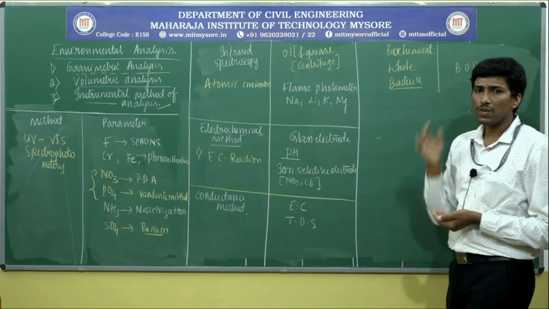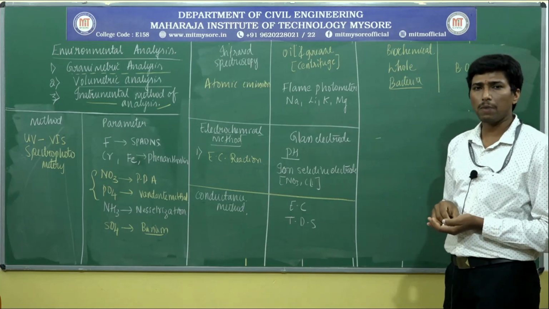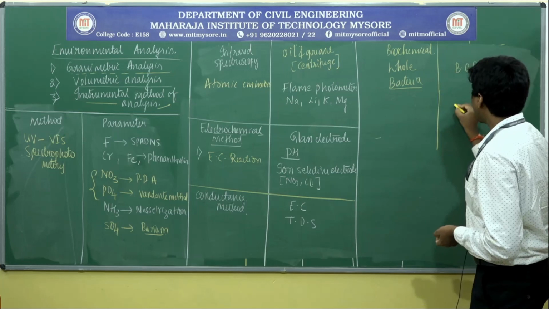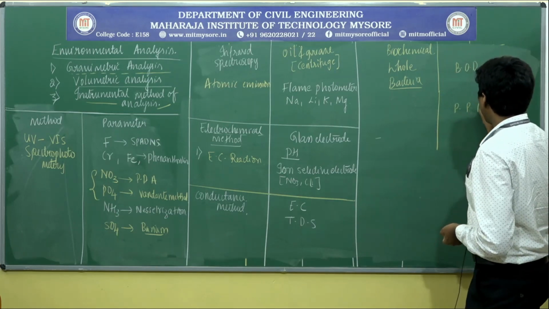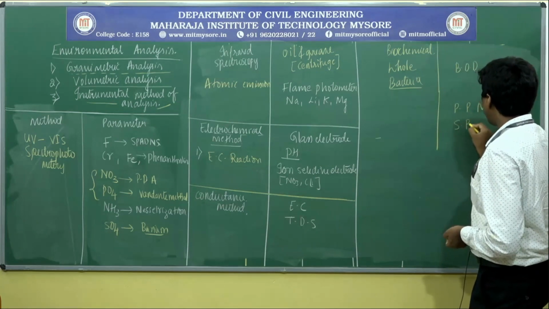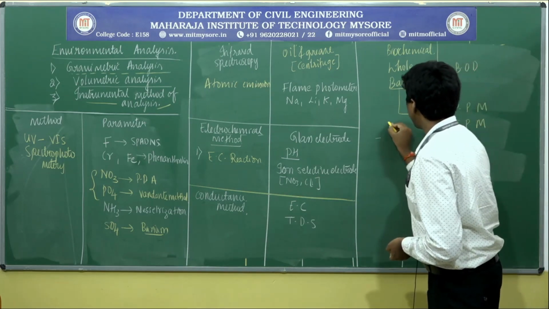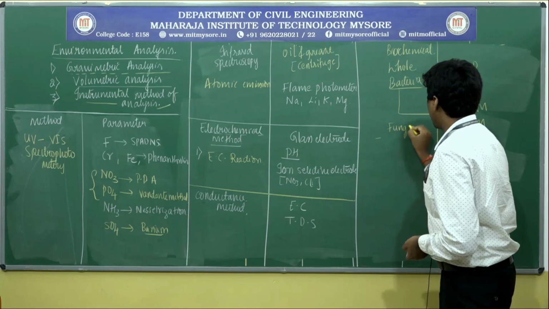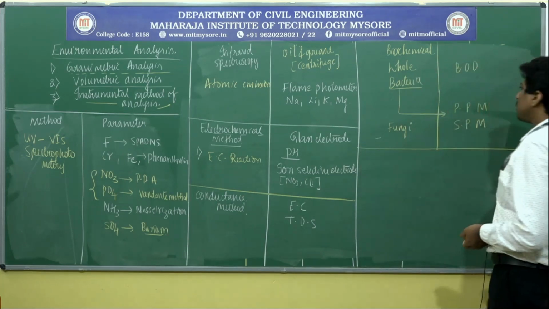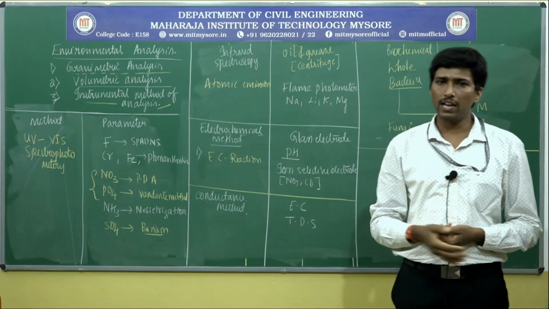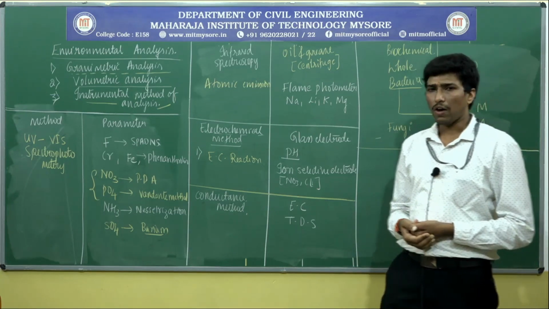One more thing: if you want to determine the bacteria or the fungi content, then you go for techniques such as the pour plate method as well as the spread plate method. Normally done for bacteria as well as for fungi. So these are the set of conditions which you come to study in the environmental engineering laboratory. I hope so.